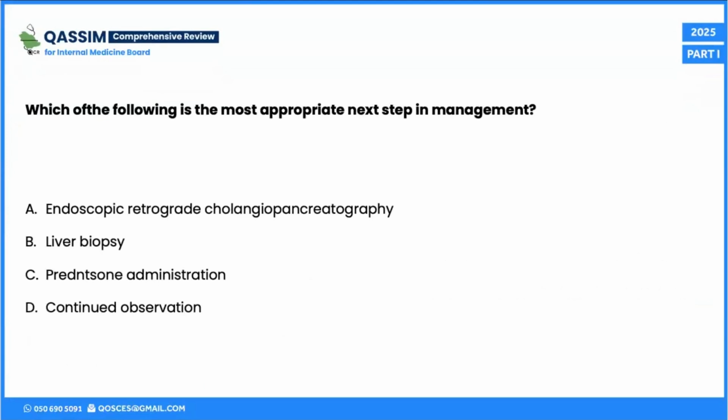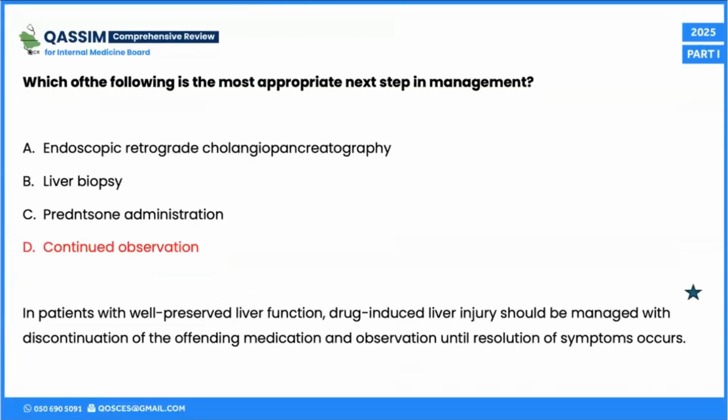For example, if the patient is taking herbal intake, medicinal herbs, you ask him to stop. You have to counsel the patient. If he is taking Augmentin, for example, it is stopped already in the scenario. Whatever the medication that caused this derangement in LFTs, he has to stop, and you continue observing this patient. So the correct answer is to continue observation. The patient will preserve the liver function. Drug-induced liver injury should be managed with discontinuation of the offending medication or agent and observation until resolution of symptoms.